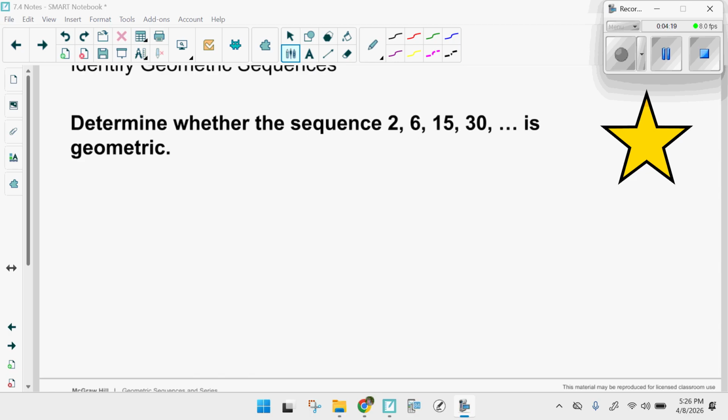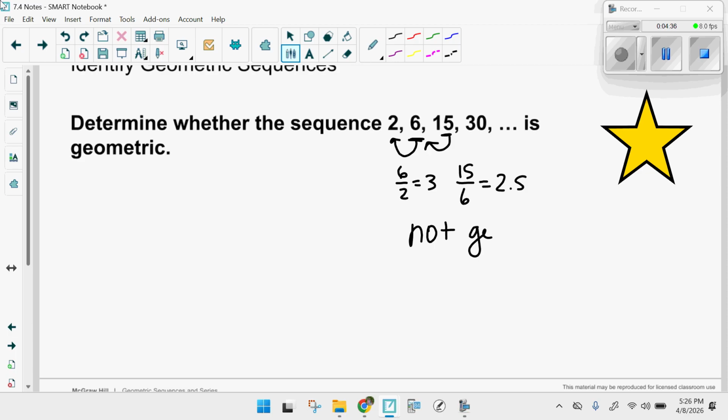We're going to determine whether or not this is a geometric sequence. So we can check each next term and then divide it by the previous term to see what the common ratio is here. So that was 3. If I take 15 divided by 6, that's going to equal 2.5. So this is not a geometric sequence.